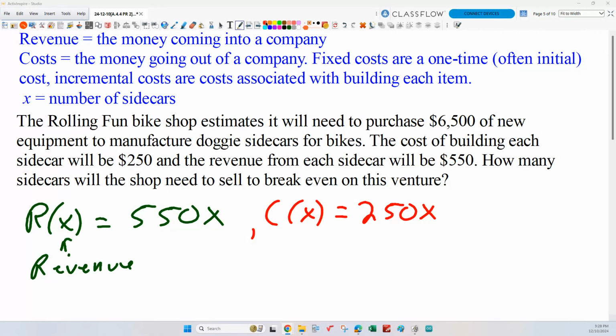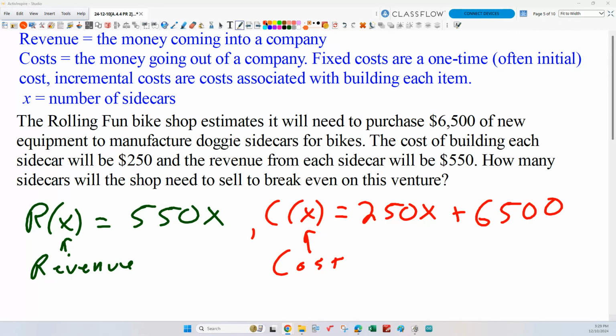And this is cost. Okay, but what other costs do we have? We have new equipment. Okay, so how does that change my cost function? I add it to the 250X, don't I, right? Because that 6,500 is there whether we sell any sidecars or not. If we sell 0 sidecars, we still have spent $6,500 on equipment, right?